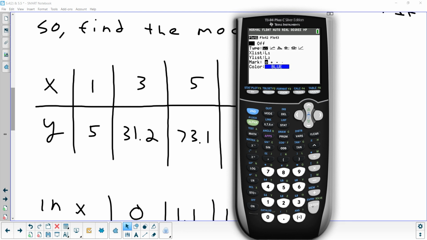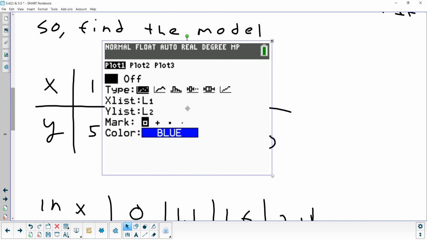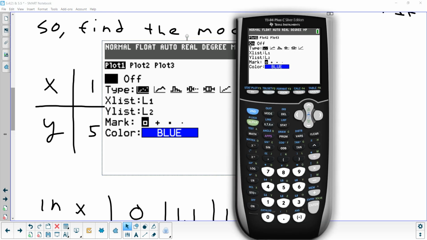So plot 1 has been turned on. The type of graph for plot 1 is going to be a scatter plot. Okay, I could do a line graph or a bar graph or a box and whisker. I can do all kinds of things, but I just want to do a scatter plot. I want it to get the x's from L1, the y's in L2. I don't really care what kind of mark it uses on the screen. I mean, just the dot would be fine, but it's going to do these little squares. And it's going to do them in blue. I don't really care about that. So there's nothing that I need to adjust in my scatter plot. Okay, but if I needed to, second y equals is how I could adjust it.